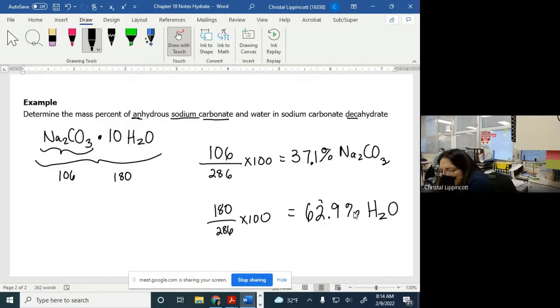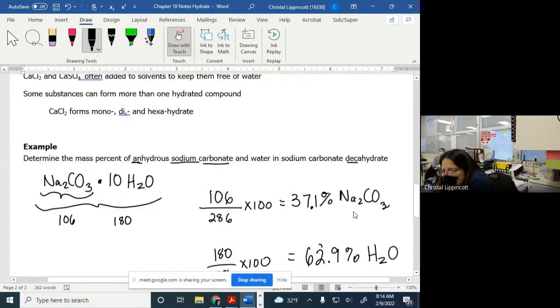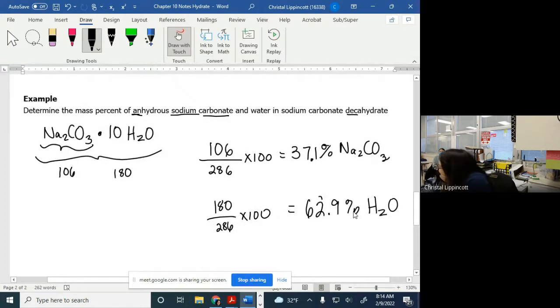Okay? Make sense? Yes. That is chapter 10. Wait, that's it? That's chapter 10. So we start chapter 11 tomorrow. Oh, wait, no. I'm doing a combined test between the two.